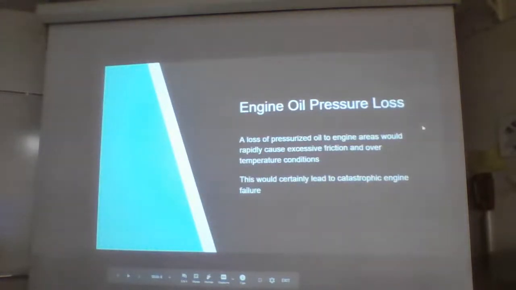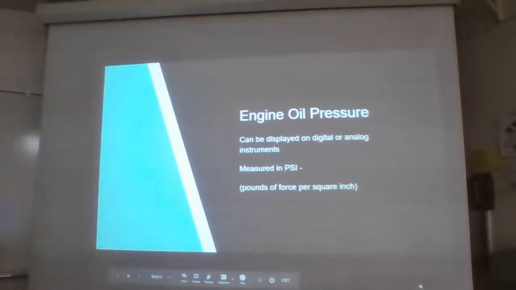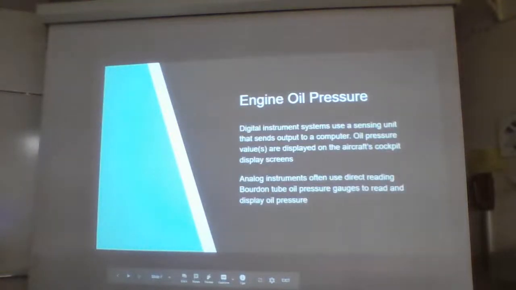Okay, we talked about the loss of engine oil pressure. So a little bit about the gauge. The engine oil pressure gauge can be displayed on digital or analog instruments. And it is measured in PSI, which I'm sure we all know means pounds of force per square inch. So for a digital instrument system, the engine oil pressure gauge uses a sensing unit that sends output to a computer. From there, the oil pressure values are displayed on the aircraft's cockpit display screen.